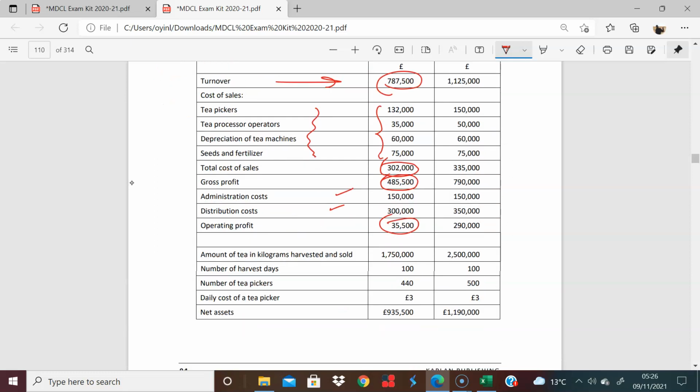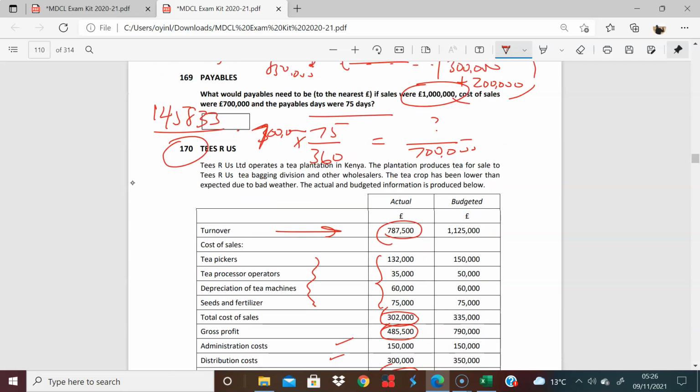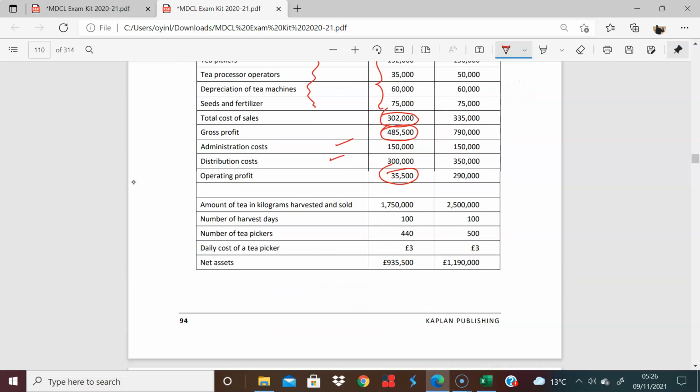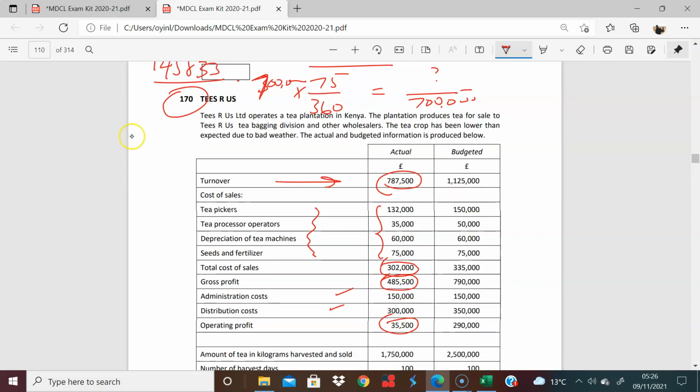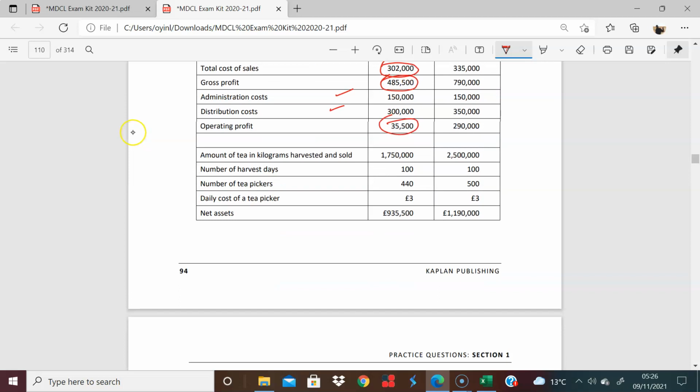And then you have, of course, actual versus budgeted. So here and then here, so this is performance. This is kind of like reporting. So reporting, we then compare actual to budgeted, right? But in terms of performing, we're not really measuring internal variances, of course. So here, this was the amount of tea harvested and sold, number of harvest days, tea pickers, daily cost of a tea picker, and these are the value of your net assets.